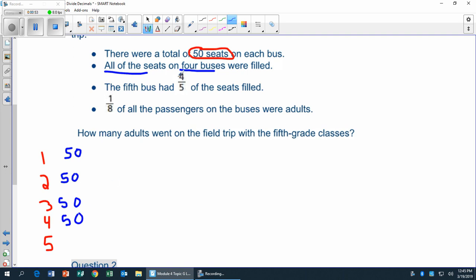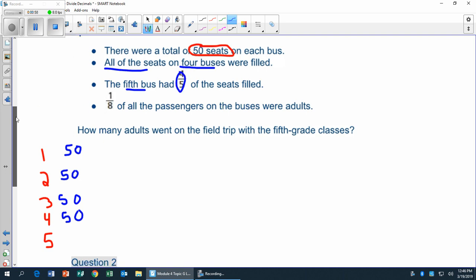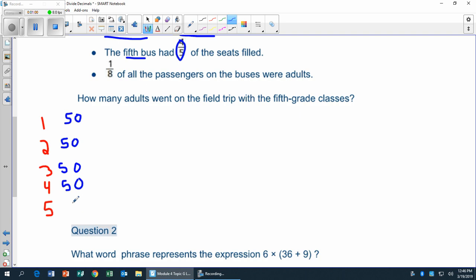But then it says that on the 5th bus, only 4/5 of the seats were filled. So now we're going to figure out what 4/5 of 50 is. And we know that the word "of" tells us that we need to multiply. So we have 50 divided by 5 is 10, and 10 times 4 is 40. So this bus only has 40 people on it.